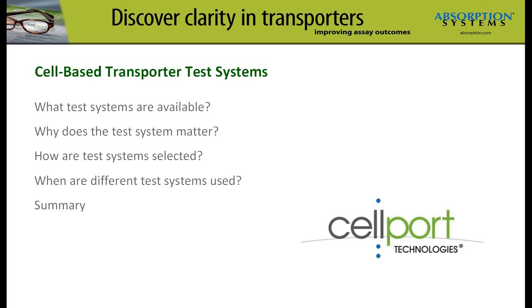Are those systems equal? Will the same compound have the same results if we use different systems? These questions are of critical importance for the sponsor of the new drug to know.